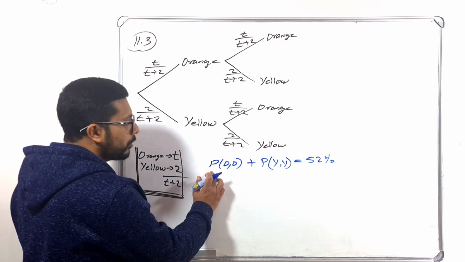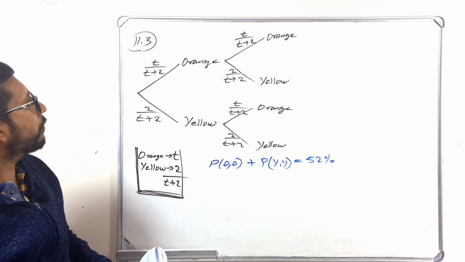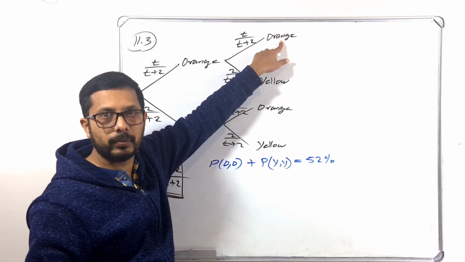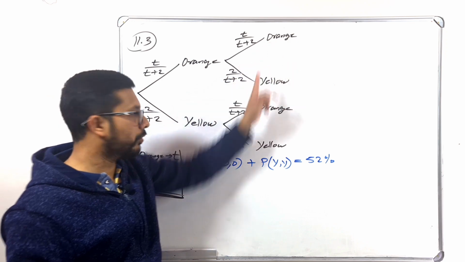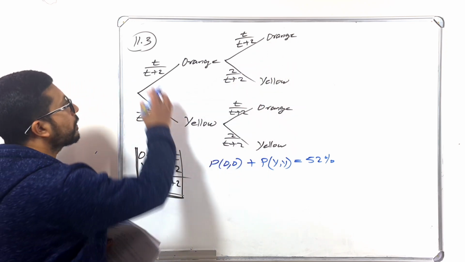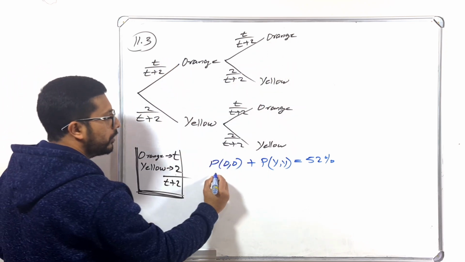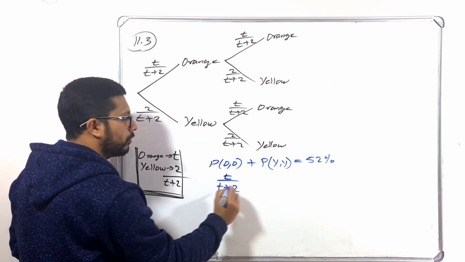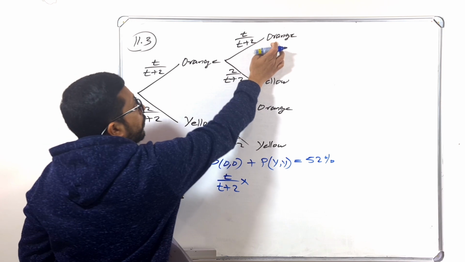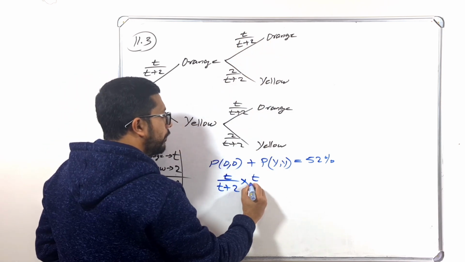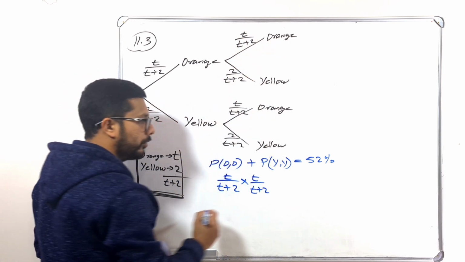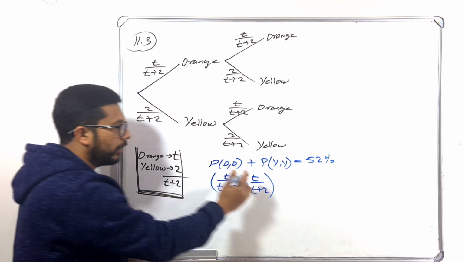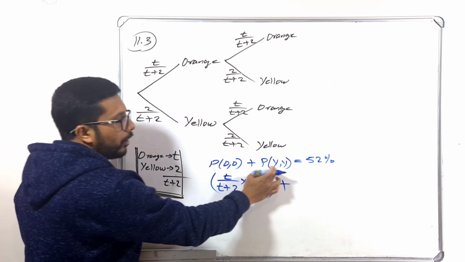So what is the probability of getting orange? First one orange, second one is also orange. So how can you find the probability of getting orange? First one is t divided by t plus 2 times second orange, another t divided by t plus 2. This is the probability of getting orange.